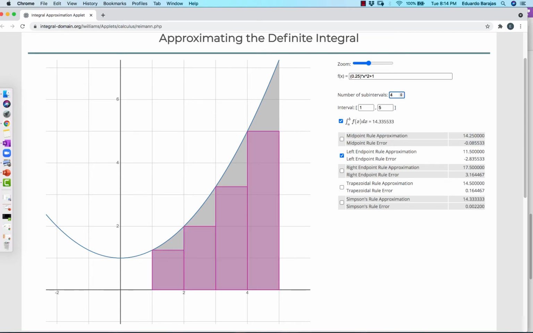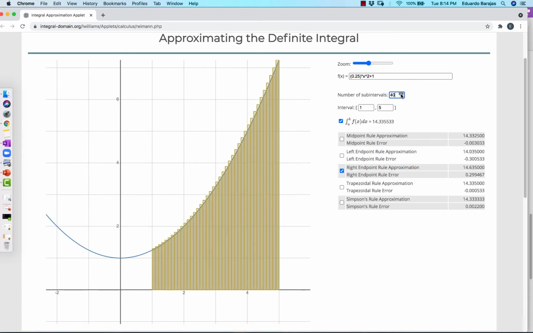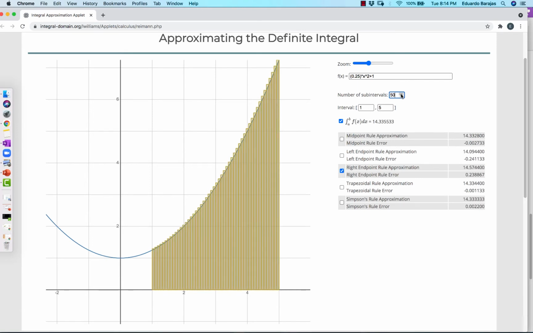So let's go back to 4 rectangles, and let's go back to using the right-hand rule. There they are. And now, again, as we increase the number of rectangles, we see that the overestimation is going to get smaller and smaller, so that the sum of these yellow rectangles now slowly but surely becomes a very good approximation. Let's stop at 50. So again, the computer finds the area of 50 rectangles for us. And at the moment, we see that 14.5744 is the sum of 50 rectangles. And that's just a little bit more than the real answer of 14.333.